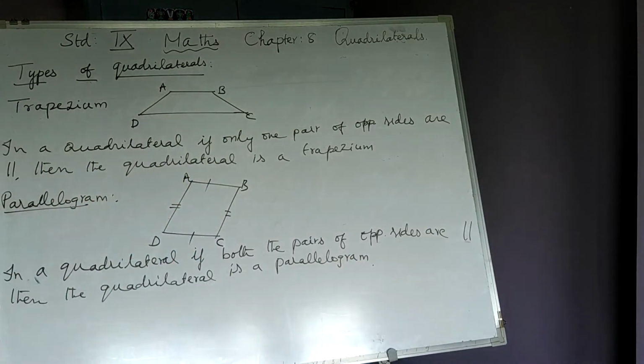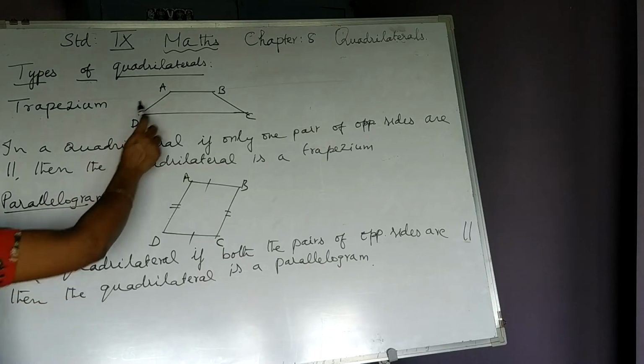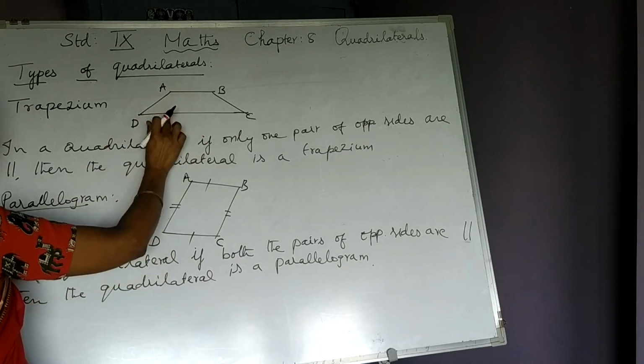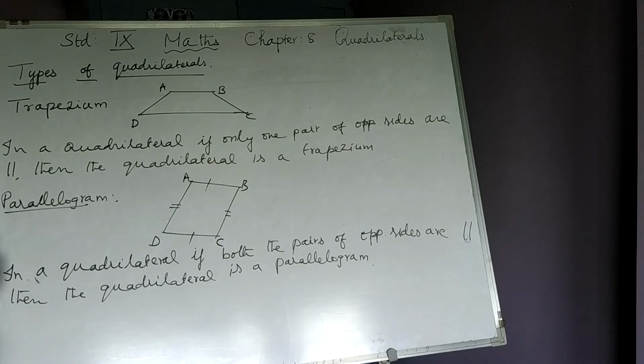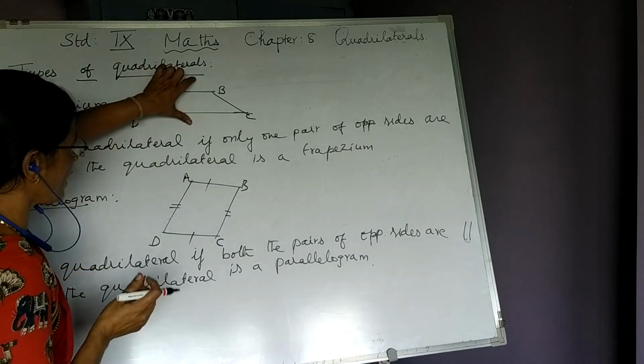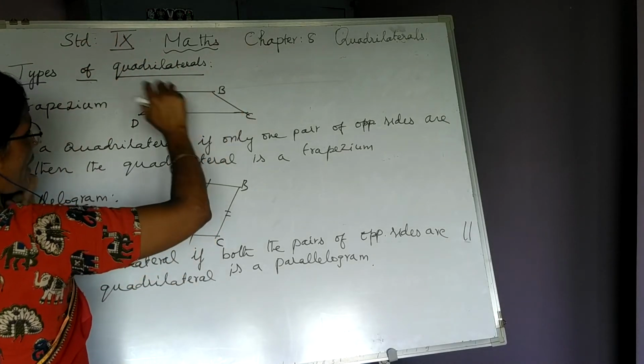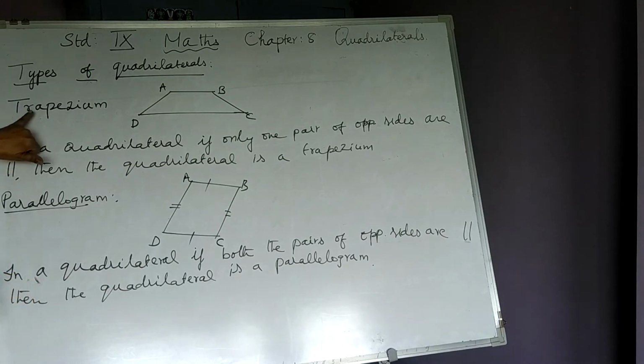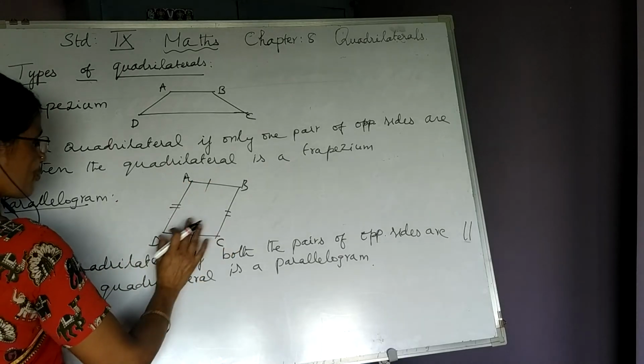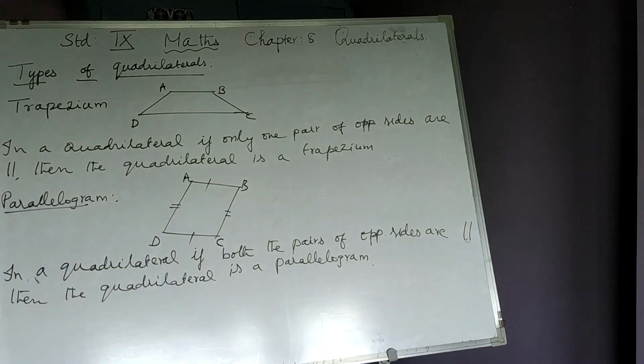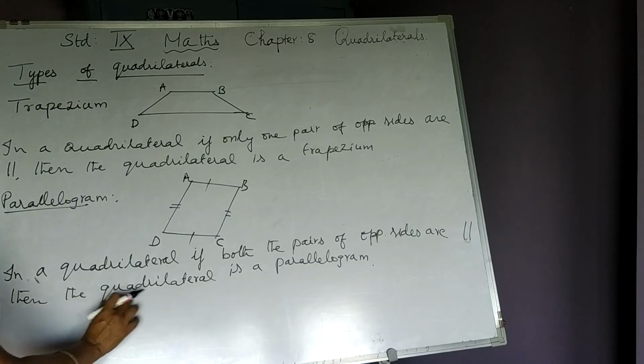Hope you understood, right? So let us recall what is a trapezium. In any quadrilateral, if you find only one pair of opposite sides are parallel, can be this pair or can be this pair, any one pair of opposite sides are parallel, the quadrilateral is called a trapezium. And what is a parallelogram? In any quadrilateral, if you find both the pairs of opposite sides are parallel, then the quadrilateral is a parallelogram.